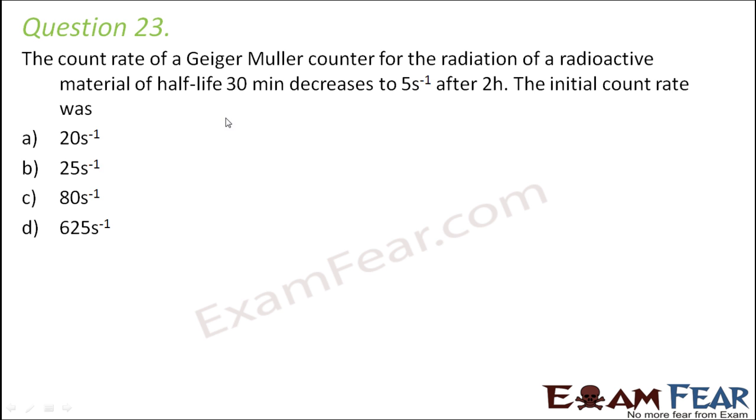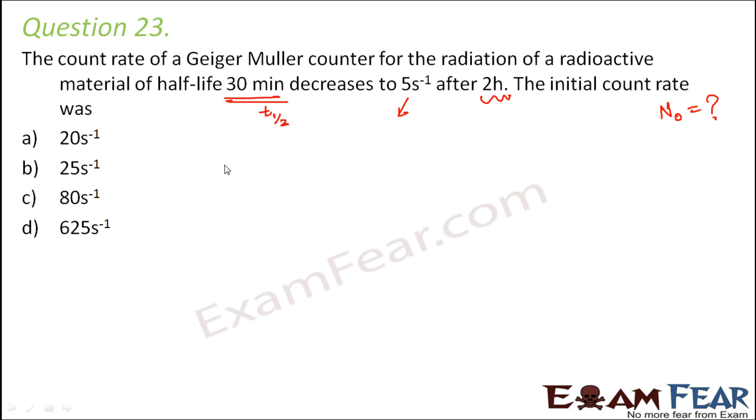It says that the count rate of a radioactive material of half-life 30 minutes. So we know the value of half-life, right? Half-life is 30 minutes and it decreases to 5 per second after 2 hours. So that means after this much time t, it reduces to this value. Correct? So we have to find the initial count rate. Basically we need to find the value of n naught.